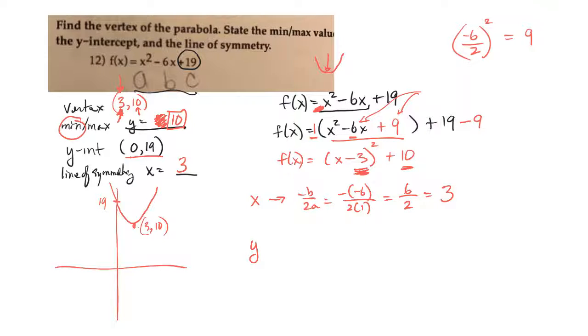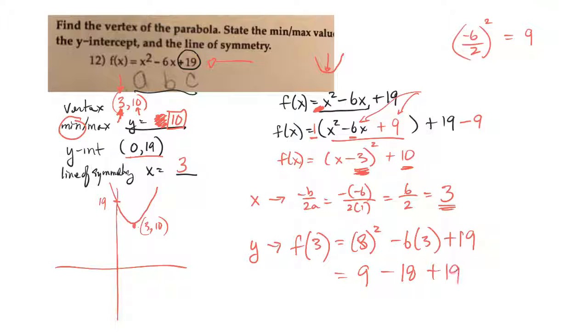And then to get the y value of the vertex, you just figure out the value of the function when you put a 3 in. So 3 squared minus 6 times 3 plus 19. 3 squared is 9, 6 times 3 is 18, so 9 minus 18 is negative 9, plus 19. You come up with 10 again. Okay, hopefully that helps you figure out the vertex.